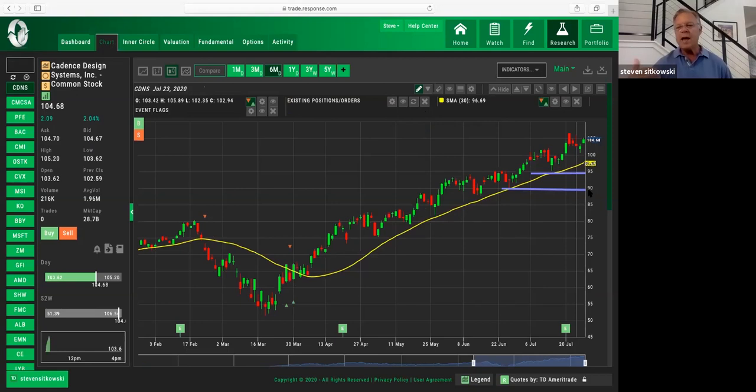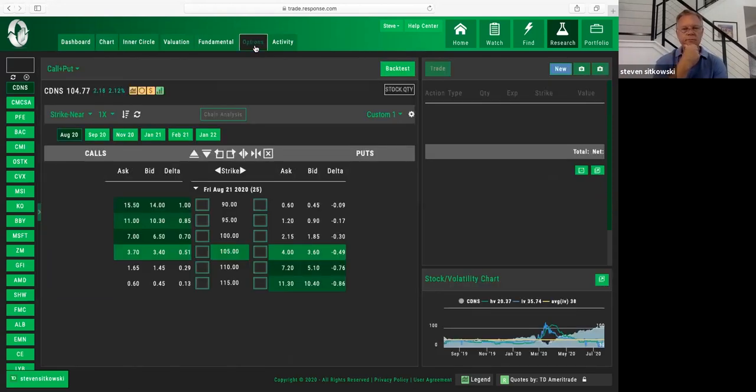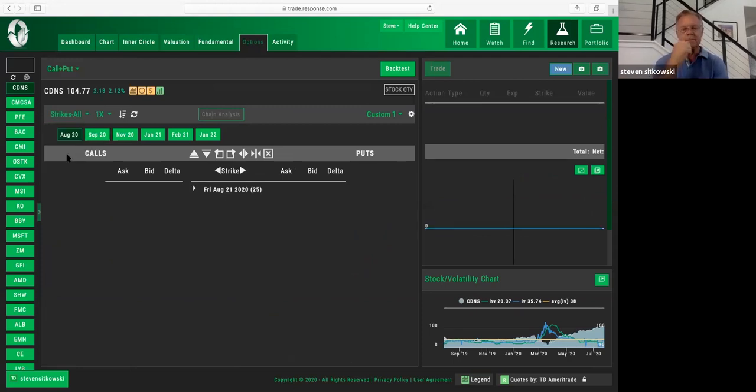So as I look at Delta 75, I'm going to compare it to 95 and 90. And let me take that away. So let's go into options. And I'm going to want to look at all of the strikes. And okay, so in this case, the August 21st options chain, let's pull that up.